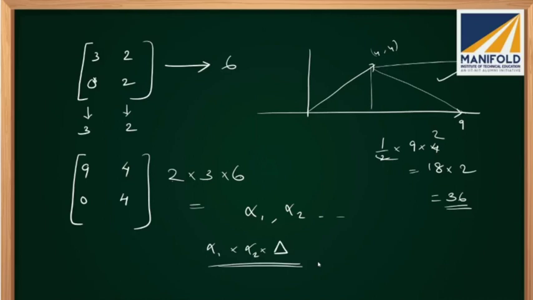What will happen if we take different values? Sudhagar, it's clear to you? The result will be alpha 1 into alpha 2 into the new determinant, the old determinant. Okay, thank you. We'll proceed.